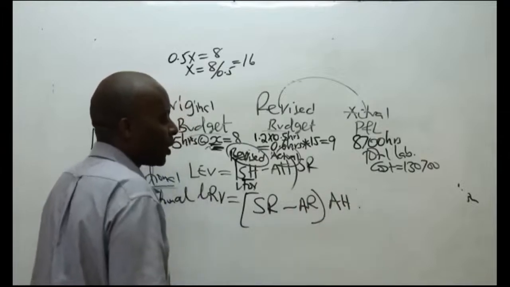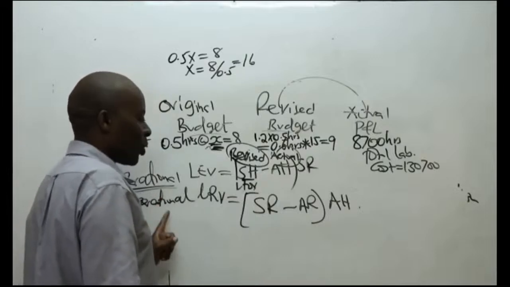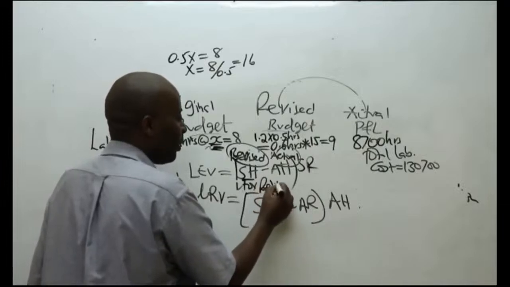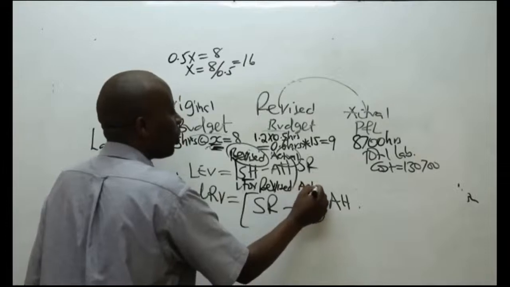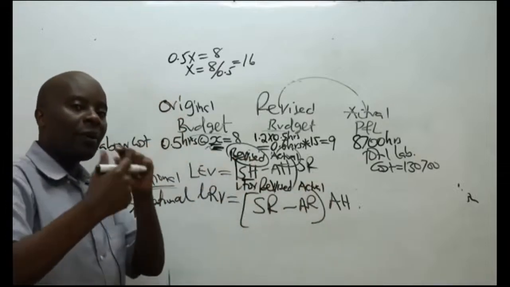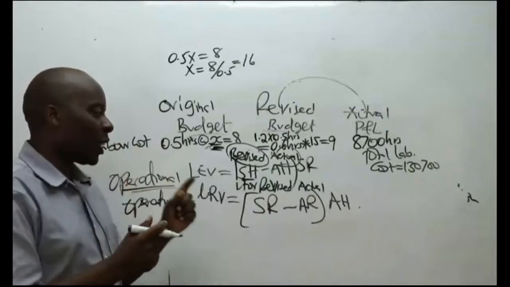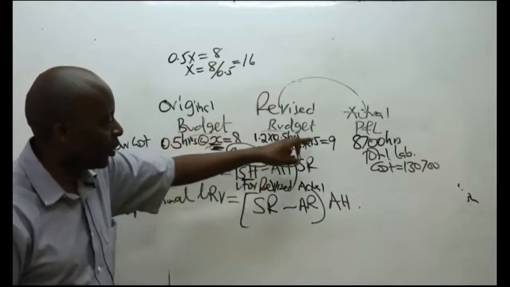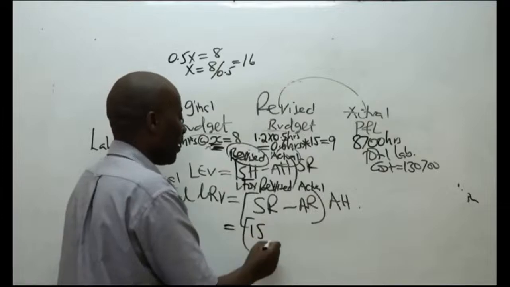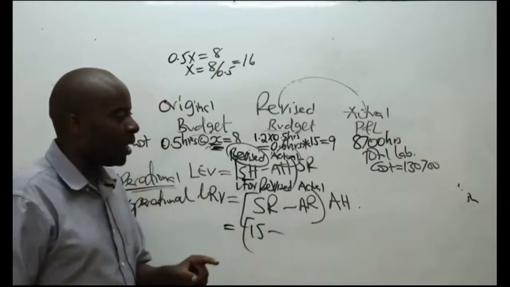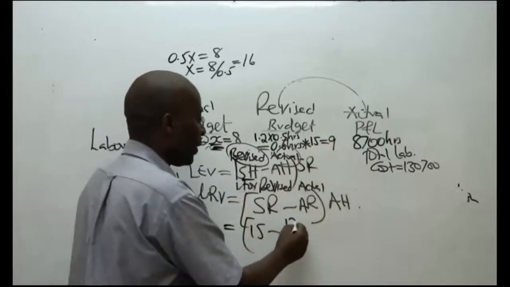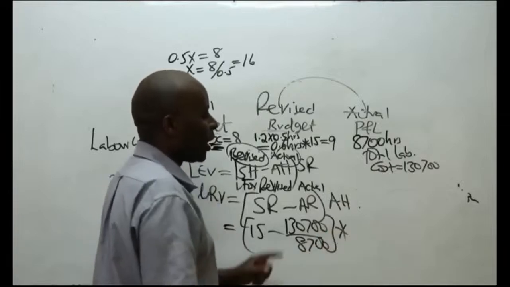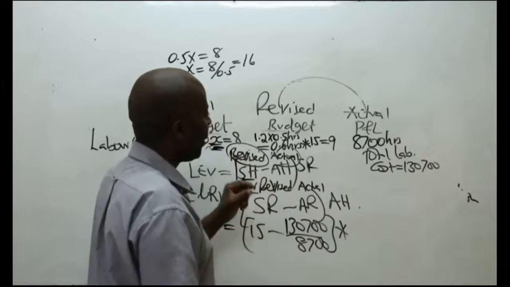Somebody, actual hours. And remember, during operations, what did we say? We said here we have revised, and here we have actual, because operations will be comparing the revised budget vis-a-vis the actual P&L for us to be able to measure our performance. So here we are reading the revised standard rate. The revised standard rate is 15. So 15 minus the actual rate per hour. Remember, the actual cost is 13,700, divided by 8,700, multiplied by actual hours. How many actual hours do we have?